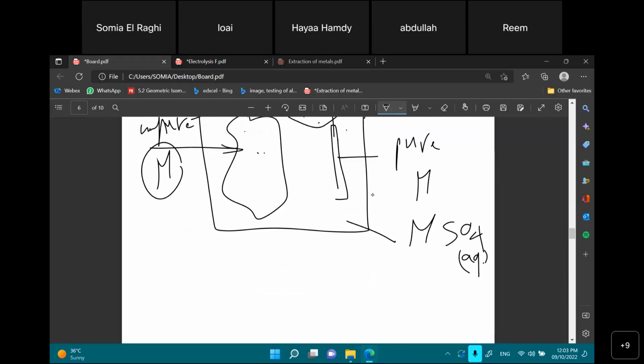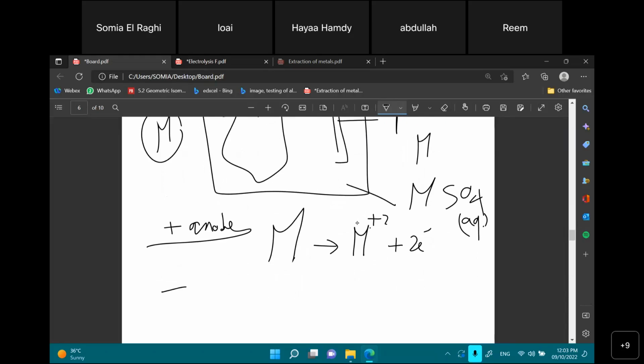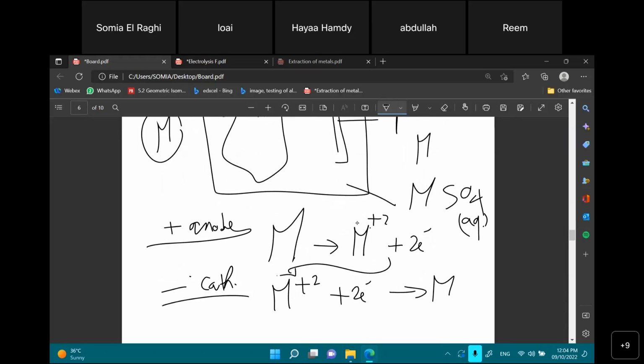I write down, generally, at the anode, how to write the equation? Whatever the metal is, M, at the anode dissolved, forming M positive 2 or positive 1. Why? Because it lost 2 electrons in this case. And then at the cathode area, just flip the equation again. So what we have here is M positive 2 plus 2 electrons, we get a metal. You flip this equation, you get 4 marks for that.